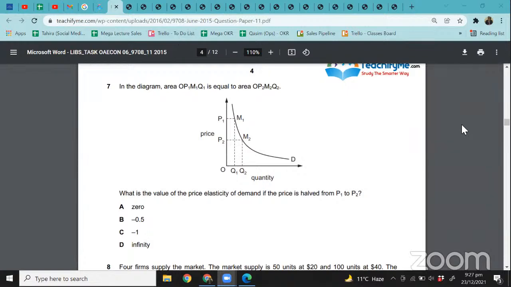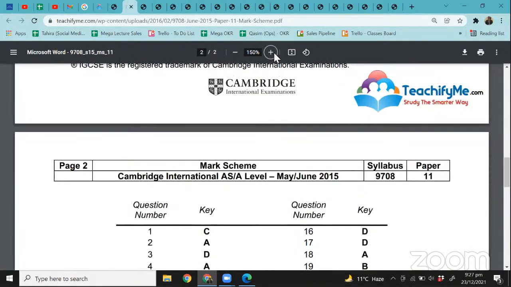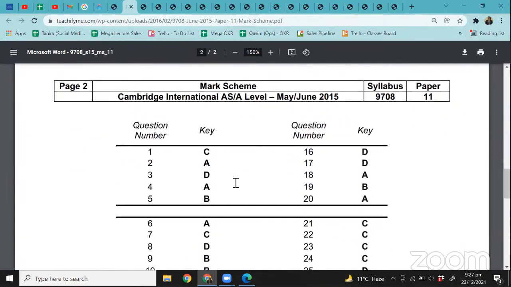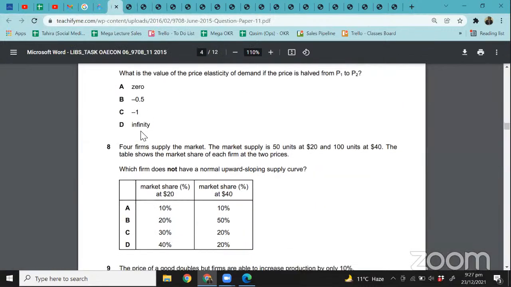Zuhan, Khadija, Zen, is everyone clear on this? So it should be C. And do remember that unitary elastic has a value of 1. It only comes with the negative sign because obviously we know that price elasticity of demand always comes with the negative sign. Yes or no? Is everyone clear? Can we move to the next question?